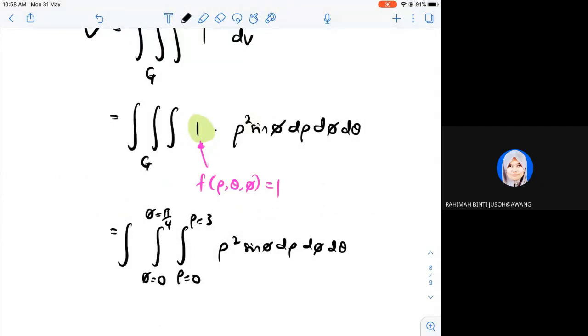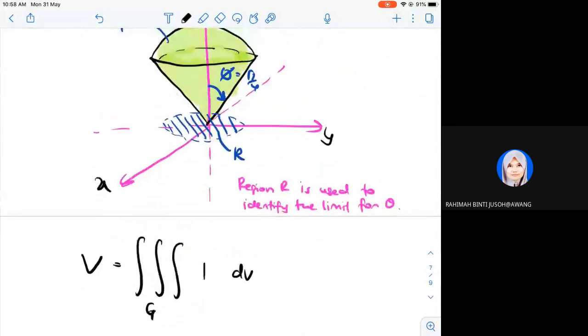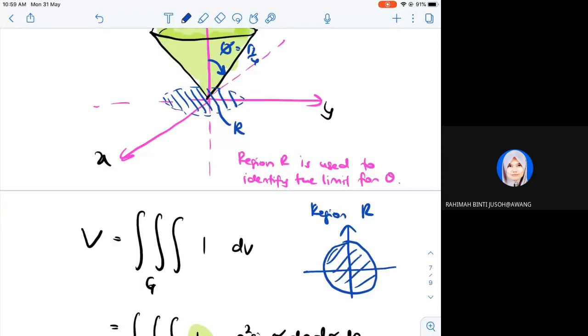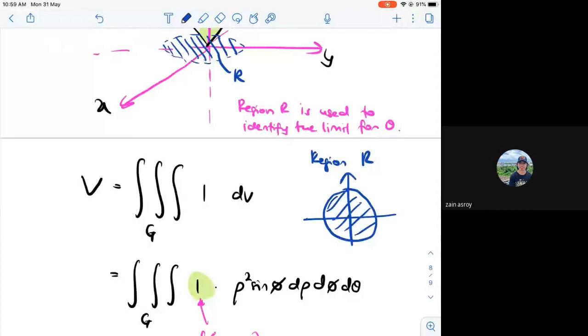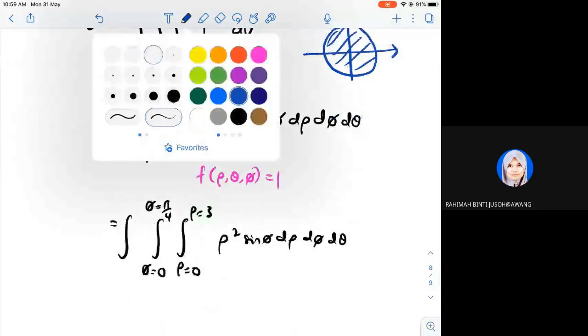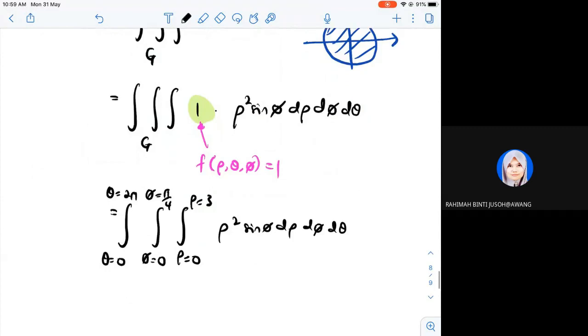Okay, now how about theta? Theta, you can see it like that, right? So our region R is a complete circle. Okay, it is a complete circle. So when the circle is complete, what happens? Theta from 0 to 2 pi. So you can finish the integration.